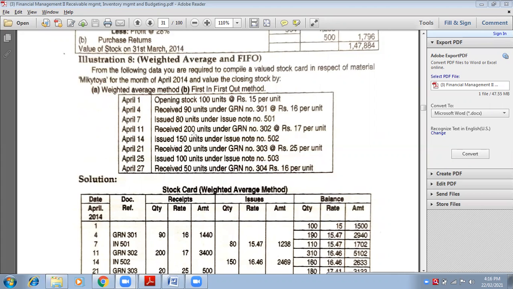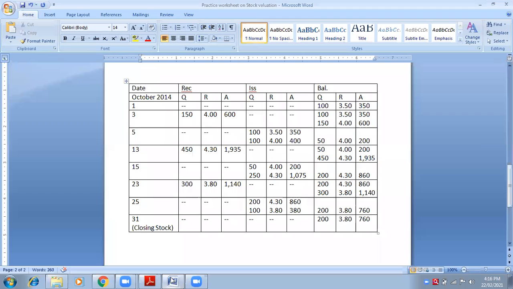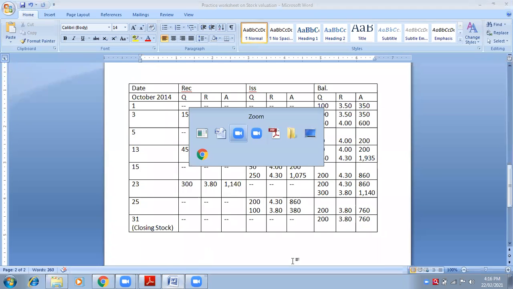Are you getting my point? Otherwise, I can write down here in the Word document. If you want me, I will write down here. Should I make it? No, ma'am. Is there any need to show it to you on the screen? No, ma'am. We will do. Sure. Yes, ma'am. Okay, fine.